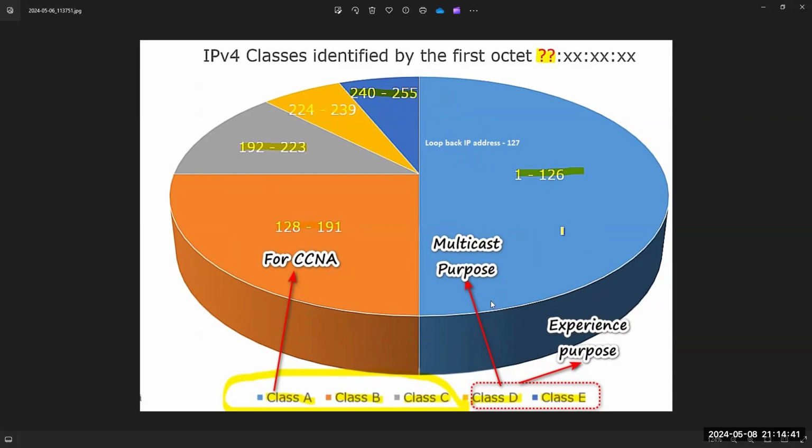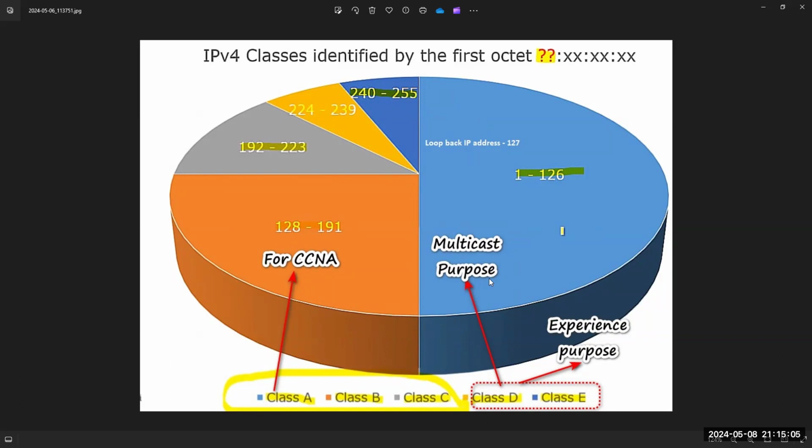Class D is for multicast purposes, which we have already seen. And class E is specifically for research purposes, mainly for defense. All those research IP addresses will be assigned to them, so that will not be given to us.